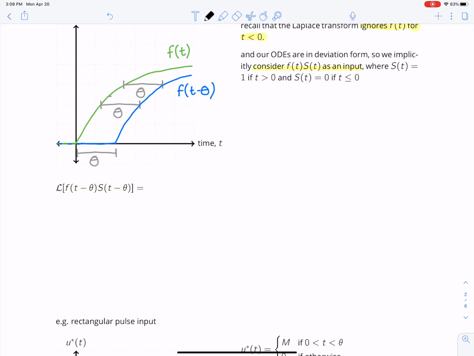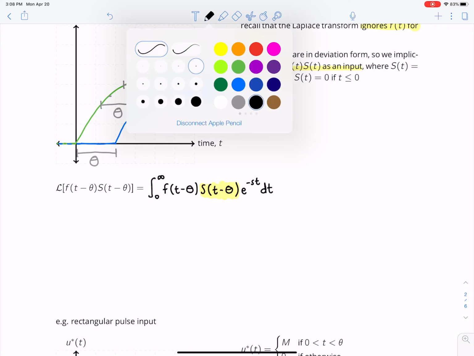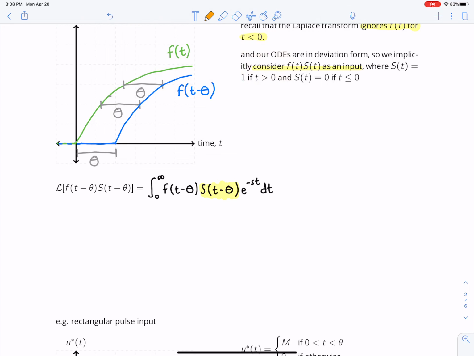To figure out what exactly this Laplace transform is, let's go to first principles and write the definition of the Laplace transform. So we'll just put that function in there. This is f of t minus theta, s of t minus theta, and then we hit it with an e to the minus st dt, right? This is the definition. And now, this step function here, this is equal to 0 if t is less than theta, right? Because when t minus theta is less than 0, this function is going to be 0. And it's equal to 1 if t is greater than theta.